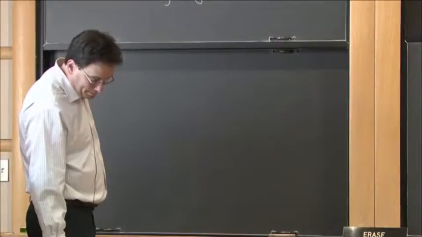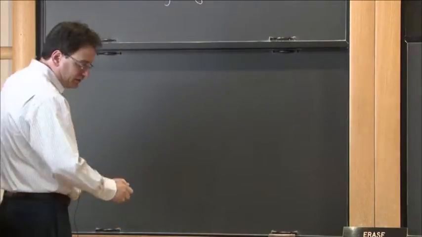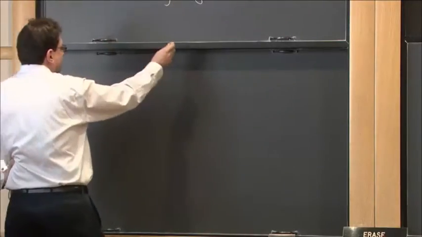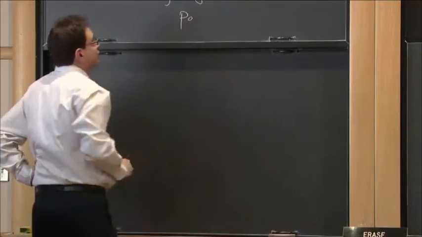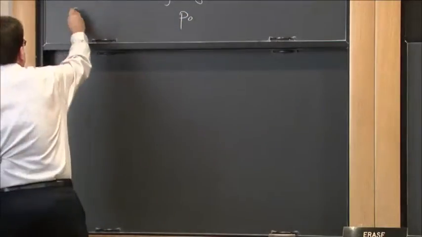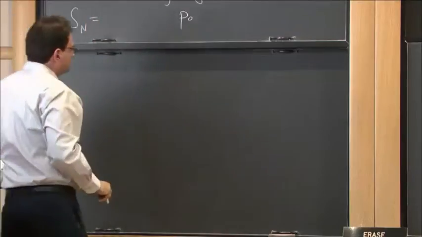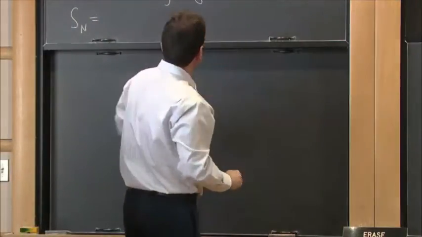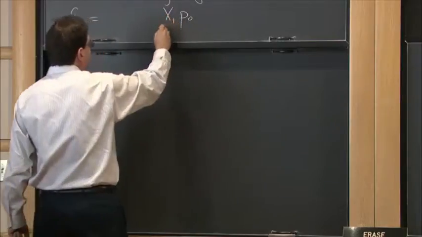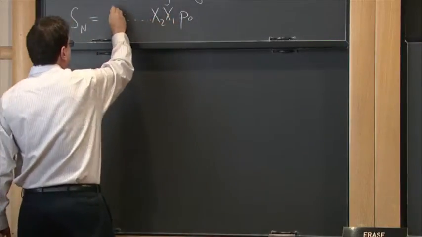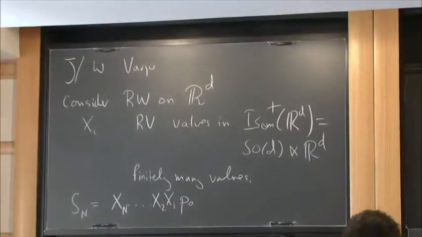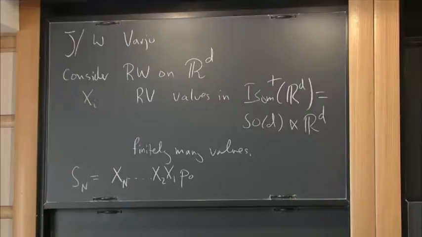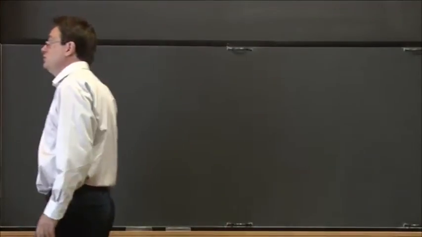And then I am looking at some fixed point P0 in Rd, and I'm applying first the first random isometry, then the second random isometry, up to the nth random isometry. So of course the special case is the usual random walk on Rd, where the isometry I'm taking is just translation. That's a special case.